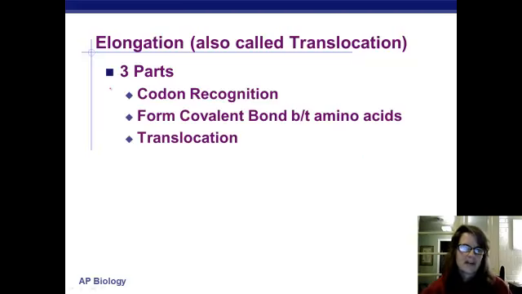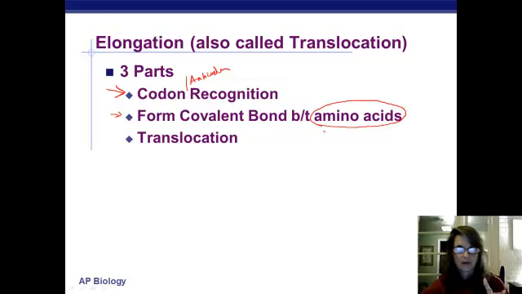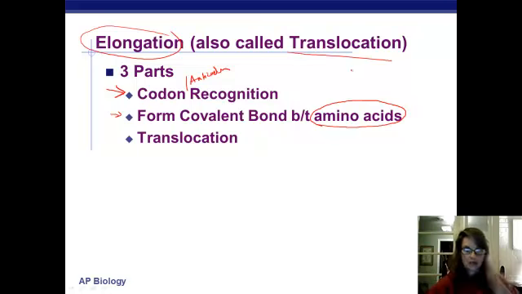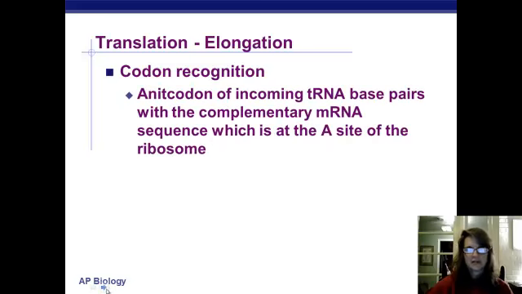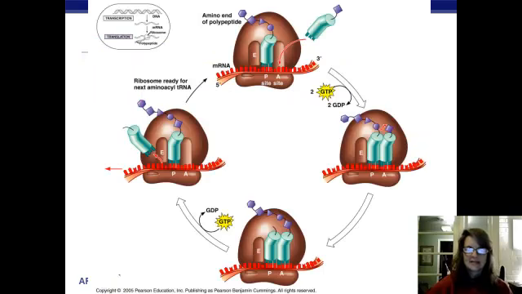There's three parts to it. We've got to recognize that we've got the right codon-anticodon combination. We've got to attach the amino acids together once we've brought the correct amino acids to the ribosome. And then we've got to shift the ribosome to read the next codon. That's called translocation. Sometimes this whole step is called translocation because we're going to move on down and read the entire RNA strand. So, codon recognition. We are going to read the anticodon.